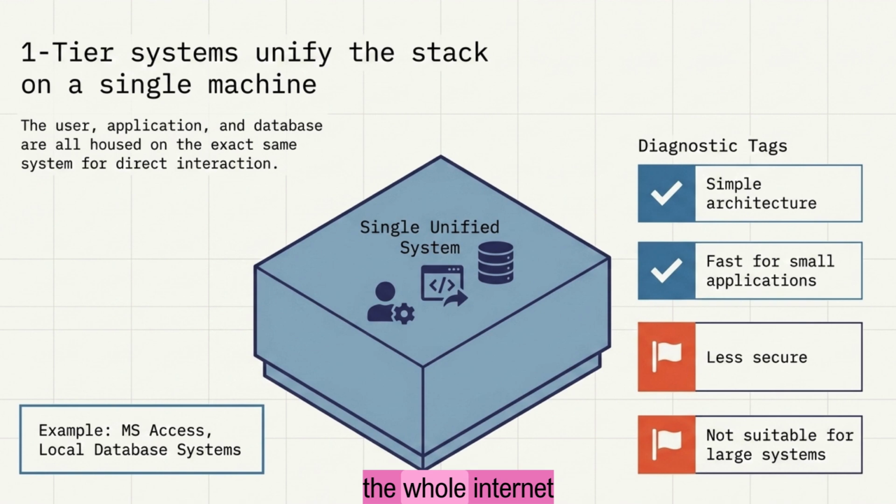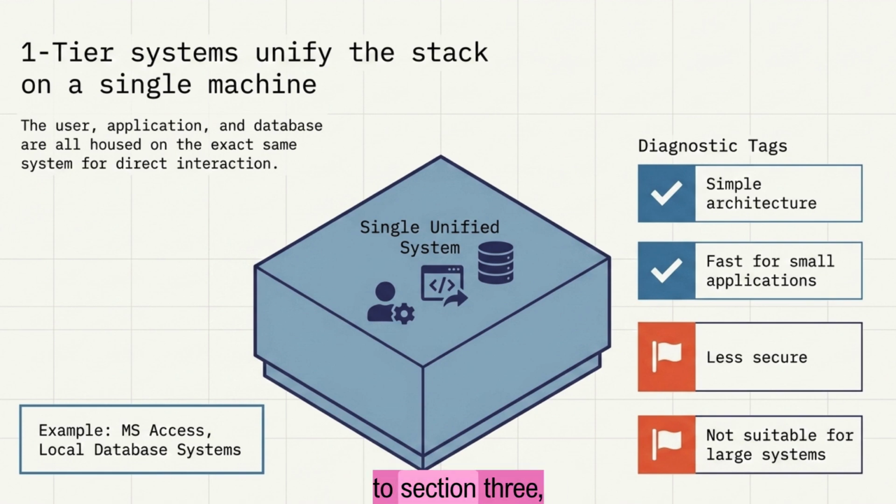Now, why don't we run the whole internet this way? Well, one tier definitely has its perks. It's incredibly simple to set up, and since everything is local, it is lightning fast for small applications. But here's the catch. Having a user poke around directly on the machine hosting the actual database is a massive security risk. Plus, it's practically impossible to scale. You literally cannot have thousands of people logging into one local laptop. That severe lack of security and scale meant we desperately needed an upgrade.